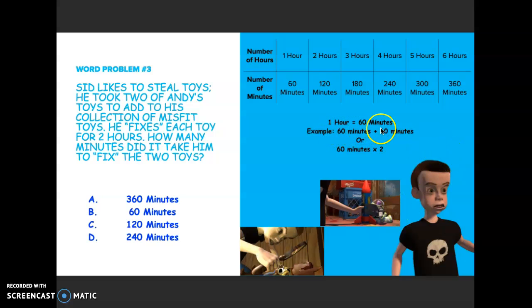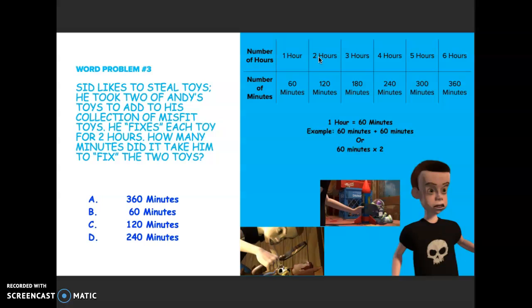If you know 1 hour equals 60 minutes, then an example to do the problem, you can do 60 minutes plus 60 minutes, or 60 minutes times 2. But the easiest way would be either to multiply the 60 times 2, or look at this chart right here. It has the number of hours and the number of minutes. So looking at this chart, the problem says it takes Sid 2 hours to fix the 2 toys.